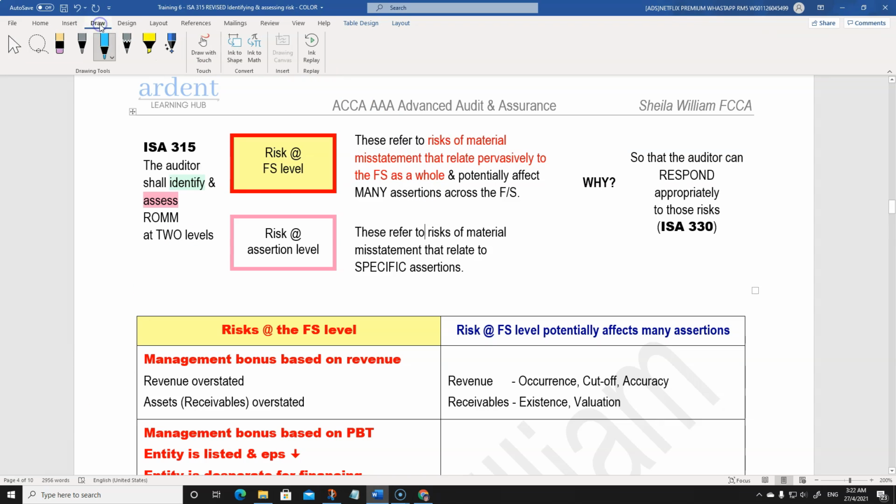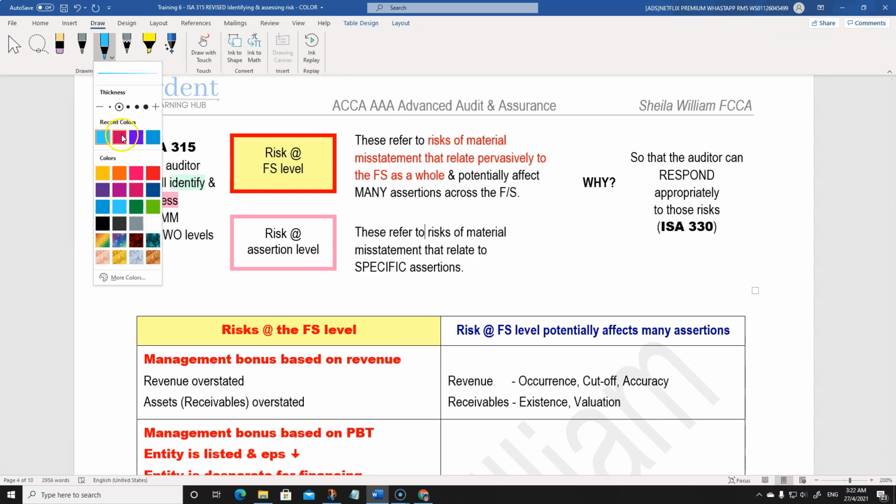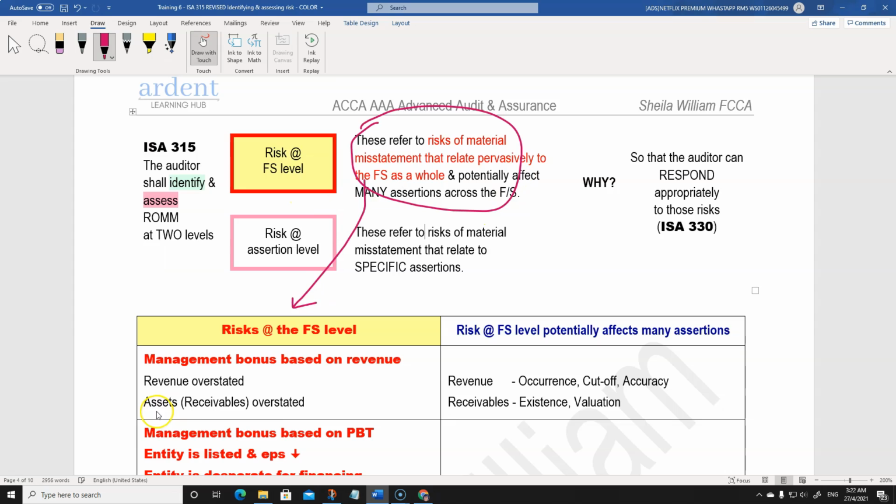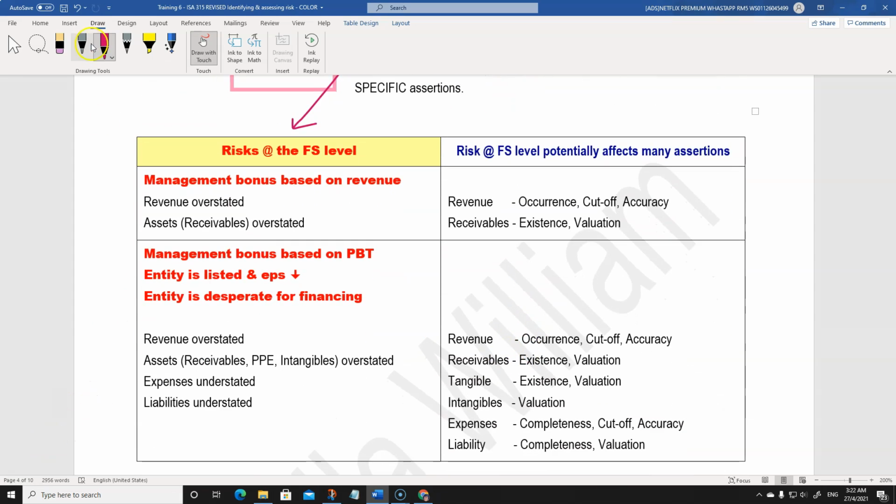Now, when can this happen? The risk of the financial statements as a whole. Let me explain. This is usually to do with manipulation, where management is involved and they're trying to manipulate different aspects of the P&L, the SOFP, and maybe even the notes to the accounts to give a different picture to the shareholders. So when do you think that will happen?